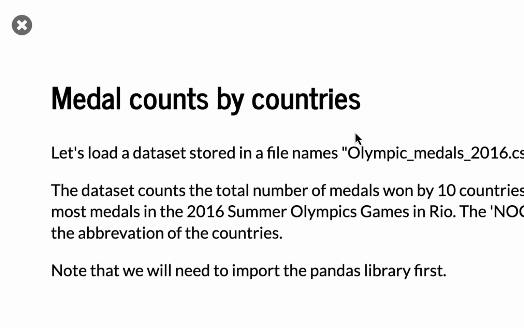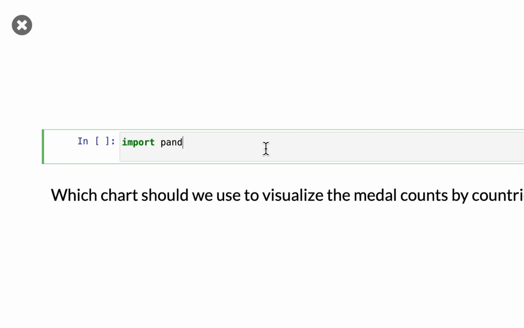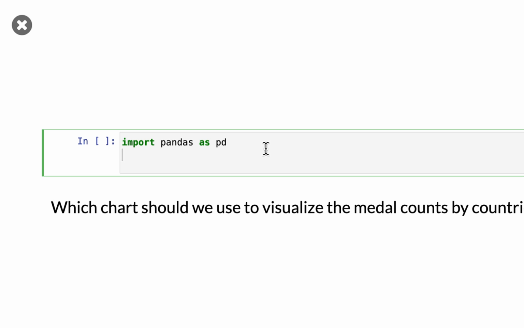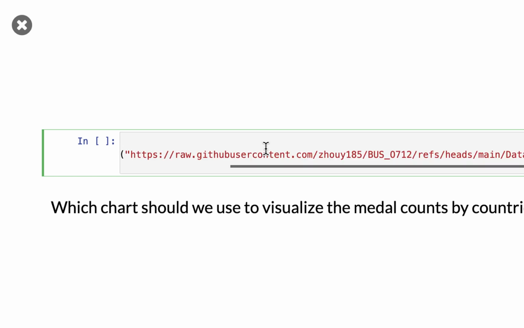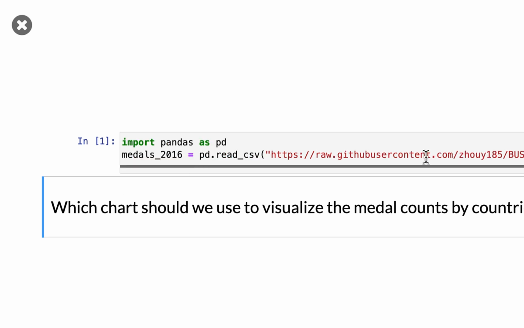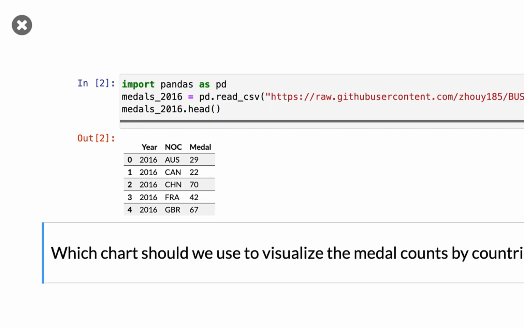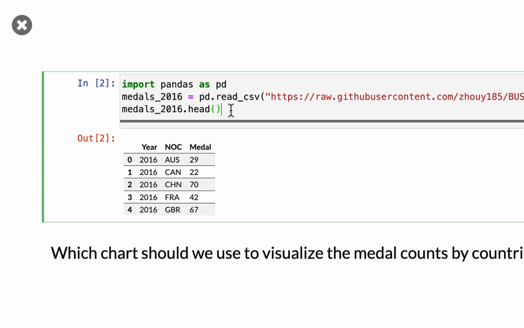So again, this time we're going to import pandas as pd. And then we're going to say medals2016 equal to pd.read_csv, then the remote URL. And then we can have a quick look at the structure of the data table. So it's going to be medals2016.head. Okay, actually, let's display the whole thing because it's a short data frame.